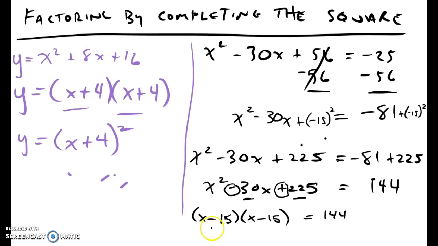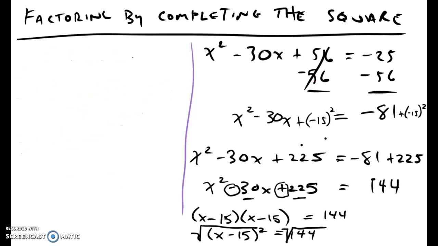So now we have a perfect square. So we've got x minus 15 squared is equal to 144. So we're going to take the square root on both sides. And the square root of x minus 15 squared, of course, is just x minus 15. A square root cancels out a square. So x minus 15 is equal to, the square root of 144 can be two values.